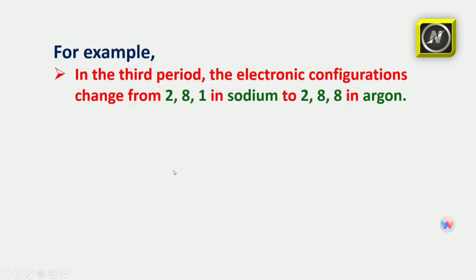For example, in the third period, the electronic configuration changes from 2, 8, 1 in sodium, that is 1s2, 2s2, 2p6 and 3s1, to 1s2, 2s2, 2p6, 3s2, 3p6 in argon, that means 2, 8, 8, when we are moving from left to right. The outermost shell has 8 electrons in argon.